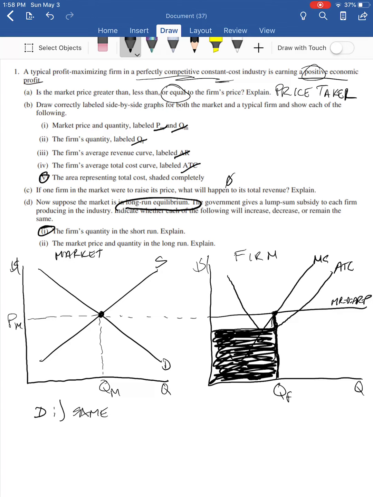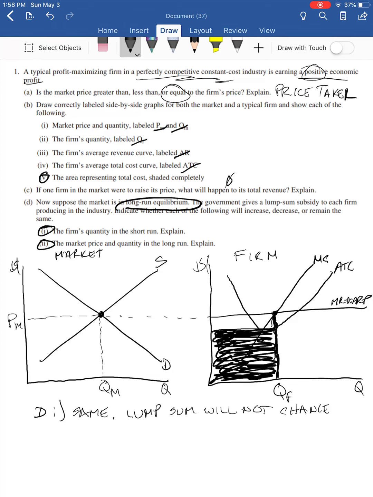And you do need to explain why. It's because a lump sum will not change and will not impact the per unit cost curves. Okay, so it will not change the per unit cost curves. So marginal cost and marginal revenue will stay the same, and the profit maximizing quantity will remain the same.